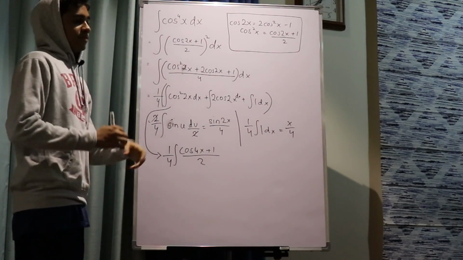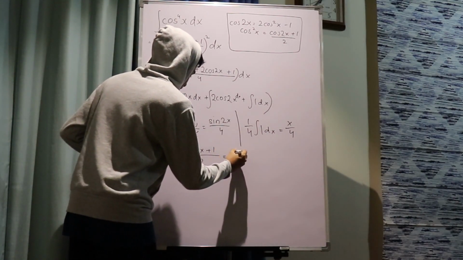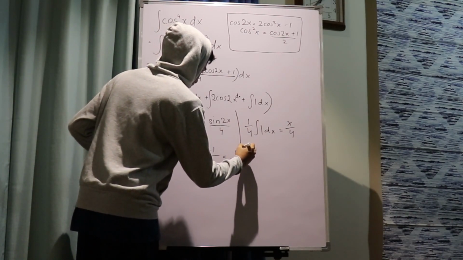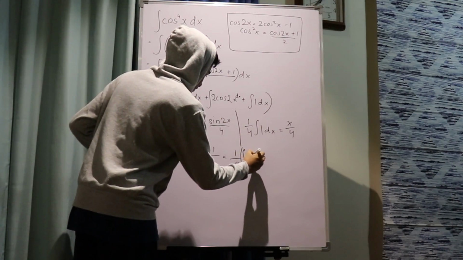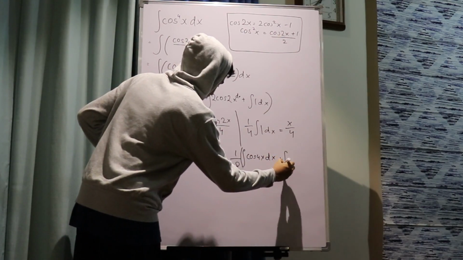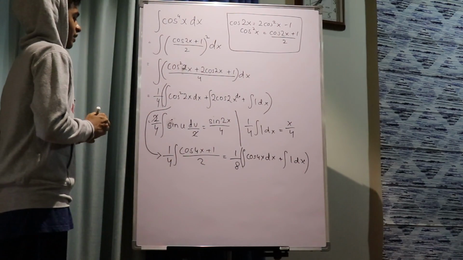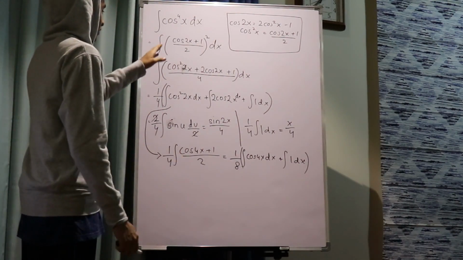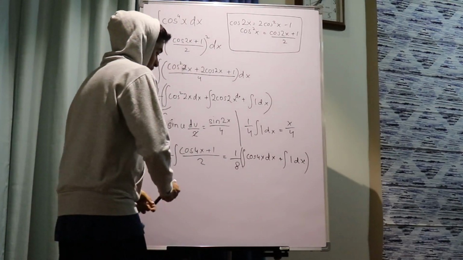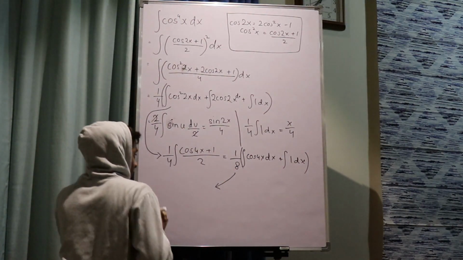So now we can split this into two more integrals, right? So this is basically 1 over 8 times the integral of cos 4x dx plus the integral of 1 dx. So now we have simpler integrals. We made this much simpler, right? So we can easily solve this.